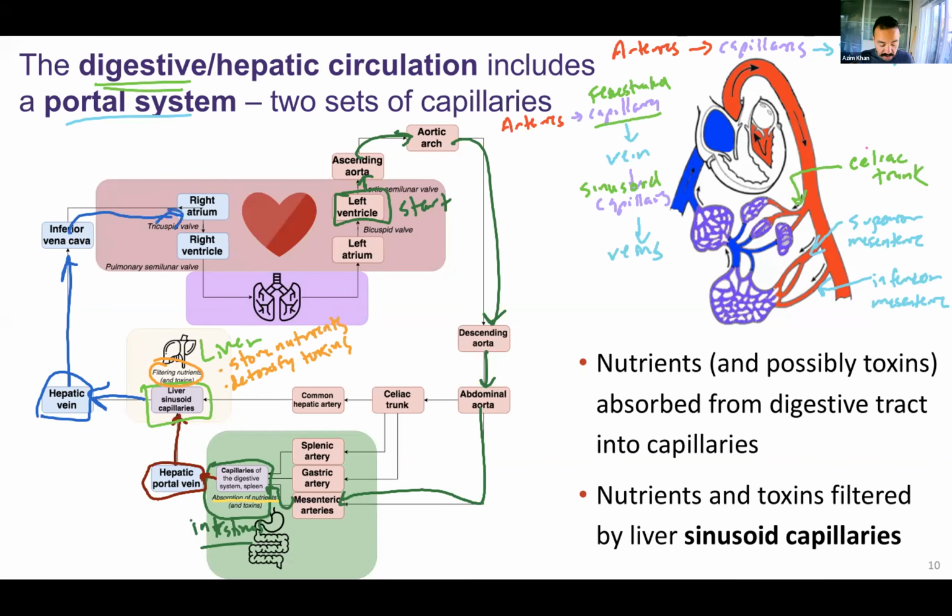What I also want you to notice is that there's two different ways to get to the liver. We can get to the liver the way I just drew here: we go through the abdominal aorta, mesenteric arteries, capillaries, hepatic portal vein, liver, sinusoid capillaries, hepatic vein. Or we can skip the intestines altogether. We can come to the descending aorta, abdominal aorta, celiac trunk, common hepatic artery, liver, sinusoid capillaries. So two different ways to get to the liver thanks to this portal system.